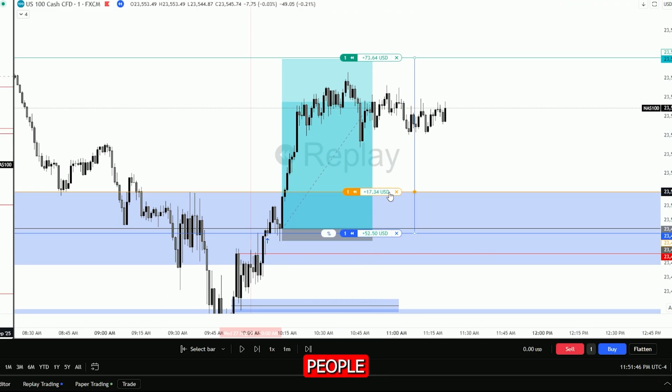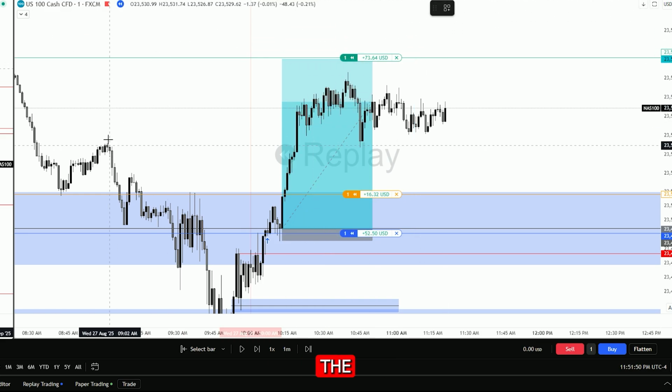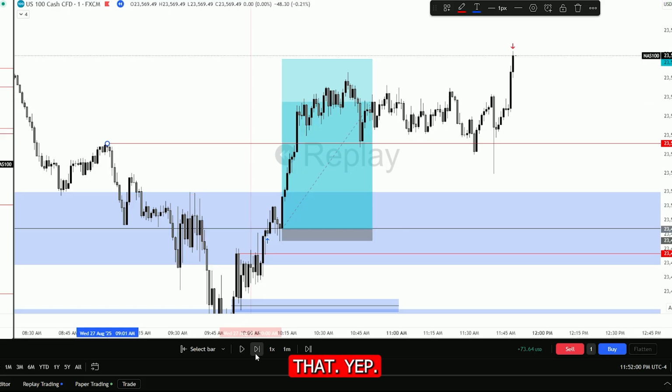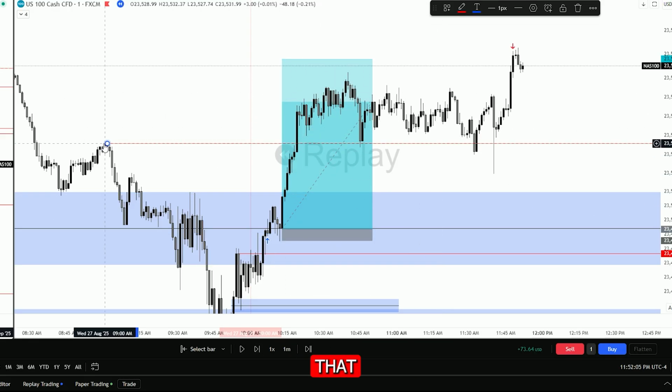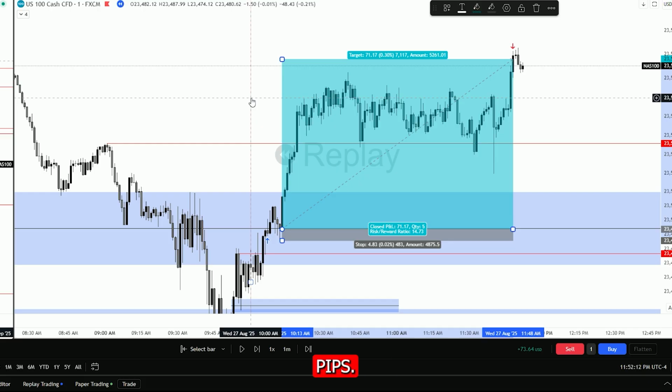But still, a lot of people are going to get out of this trade from this point, because this is one of the important points in this trade. So let's see if we can surpass that. Yep. So now you see that this is the most important part. As I said, we tapped 1, 2, 3 times, and then we got our TP, which is 71 pips. This is how we trade the true open, guys.